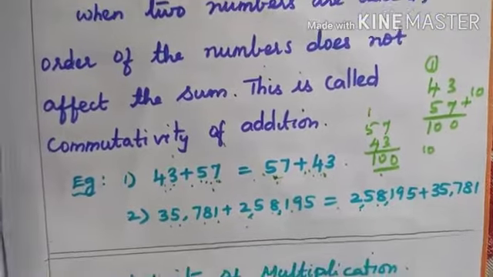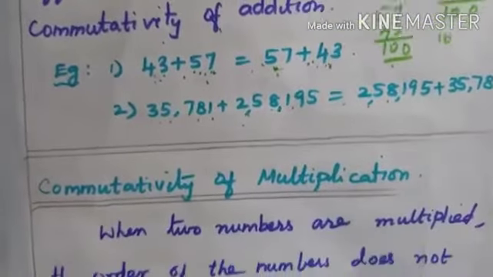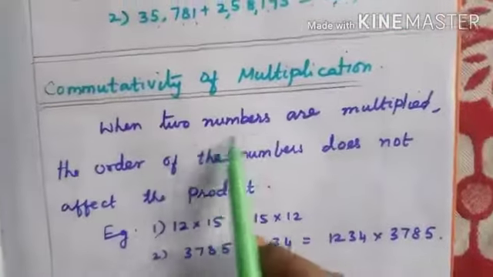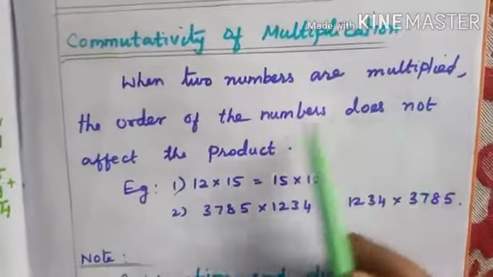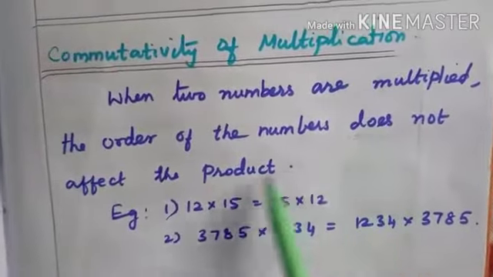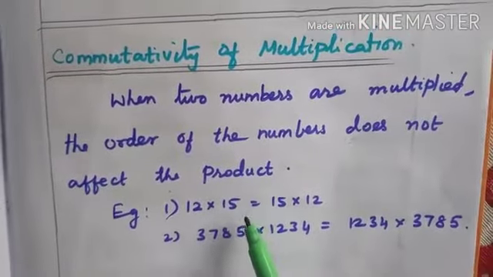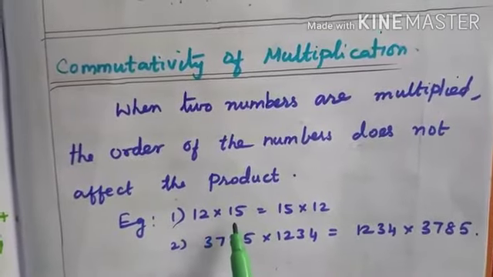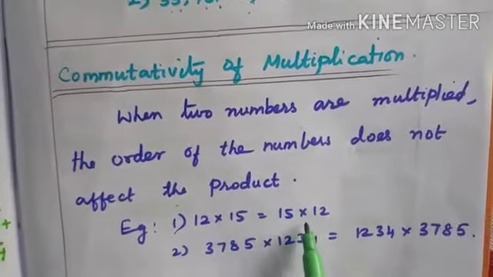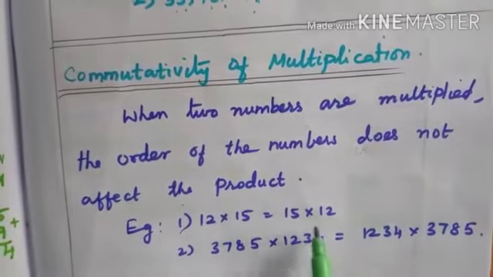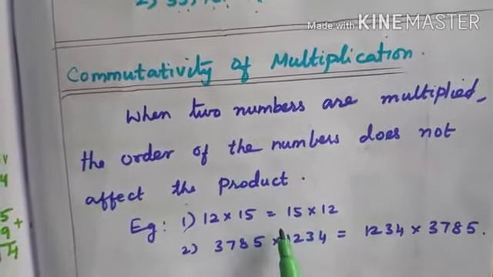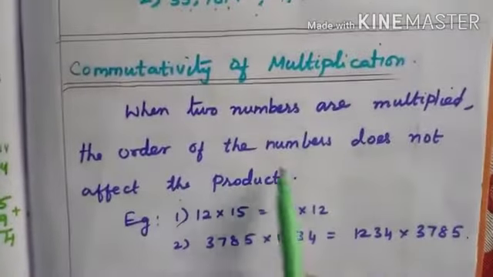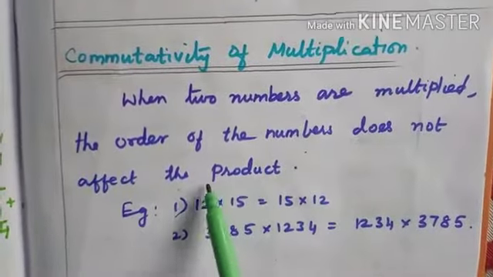Next, we are going to see about the commutativity of multiplication. So here you see, when two numbers are multiplied, the order of the numbers does not affect the product. See here, I have given an example. 12 into 15 equals 15 into 12. So when the order is changed, the answer won't change, isn't it?